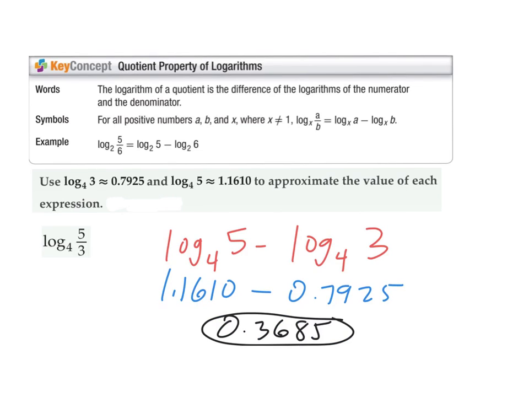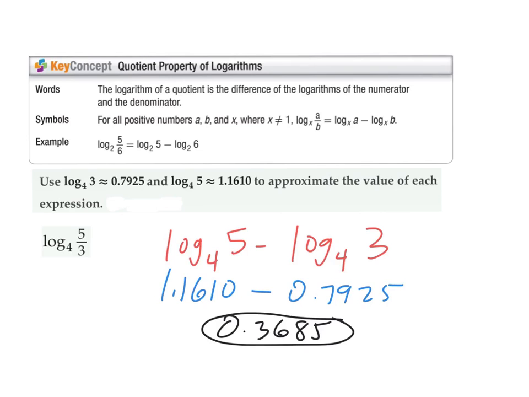Now, in some of your homework, you're going to do problems just like the ones that we did. The other problems that you're going to do are actually using these properties to solve equations, because that's really why we do this kind of stuff. And in actuality, what we're going to do is use the properties backwards.